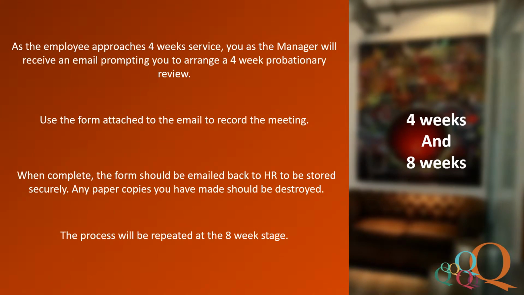As the employee approaches 4-week service, you as the manager will receive an email prompting you to arrange a 4-week probationary review. You should use the form attached to the email to record the meeting. When complete, the form should be emailed back to HR to be stored securely. Any paper copies you have made should be destroyed, and this process will be repeated at the 8-week stage.